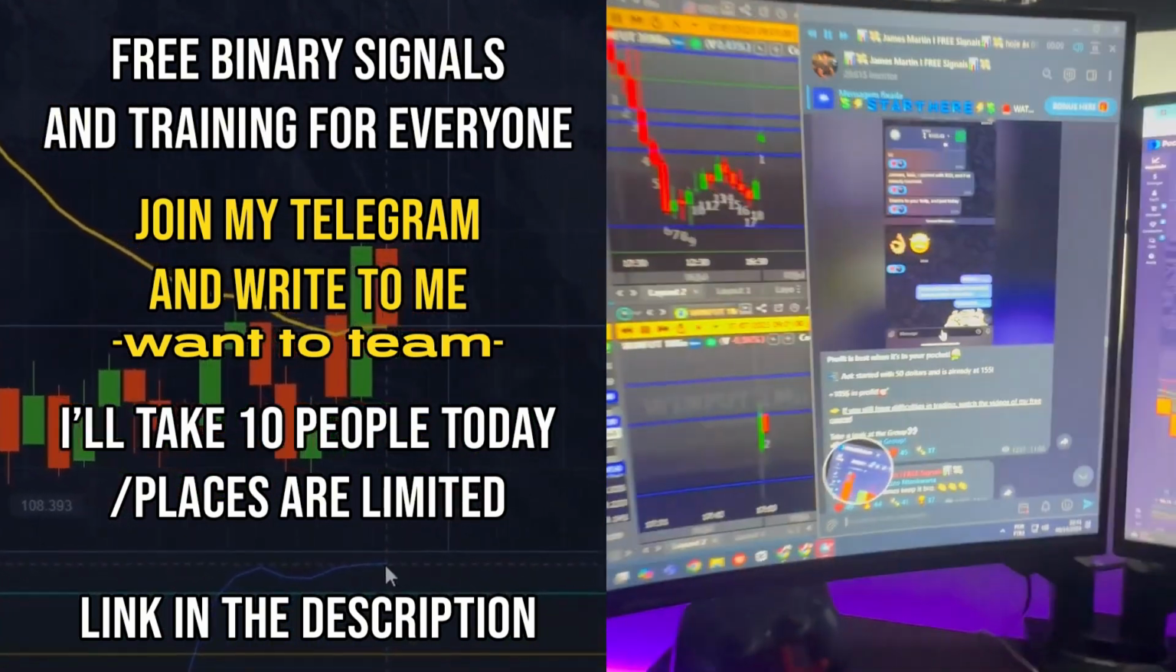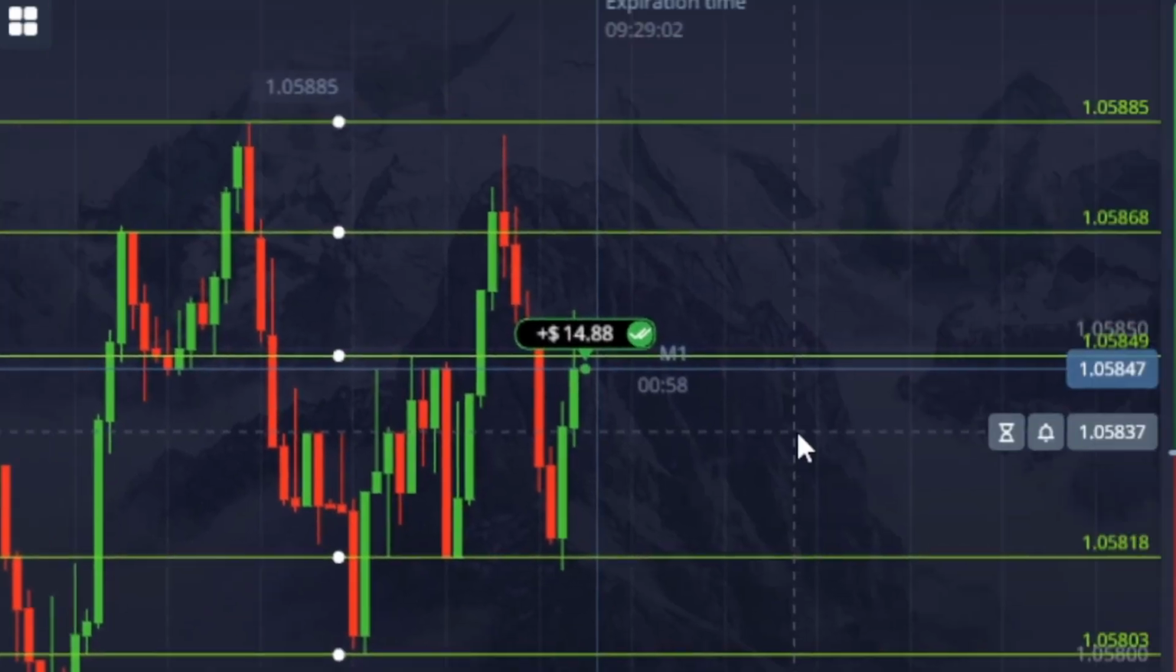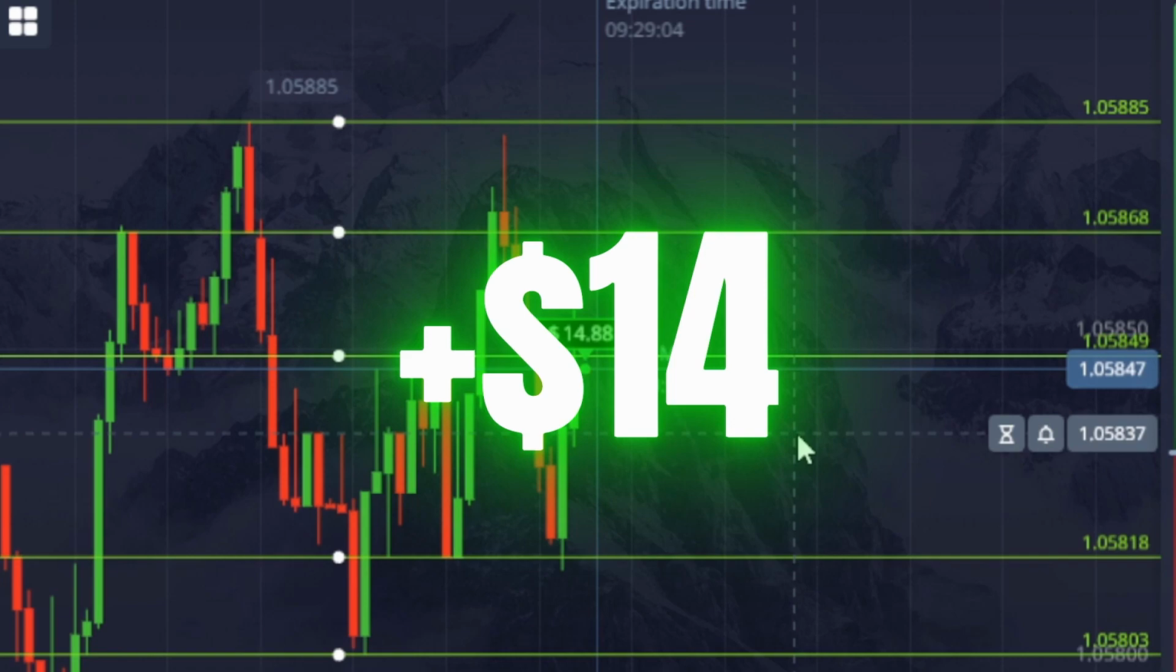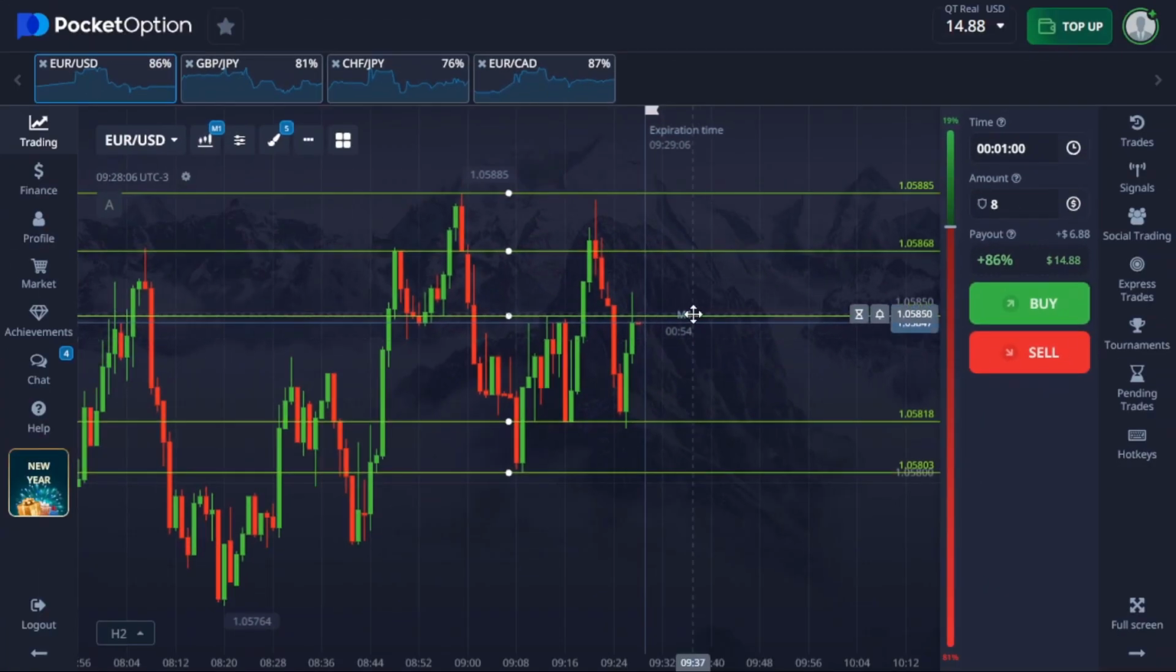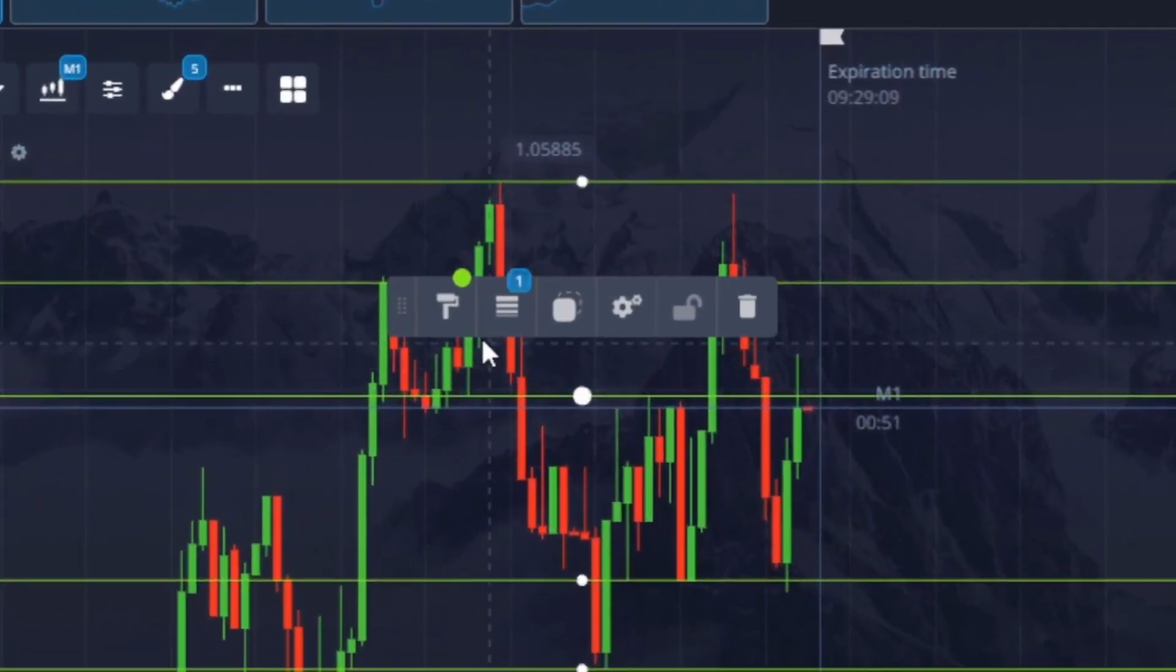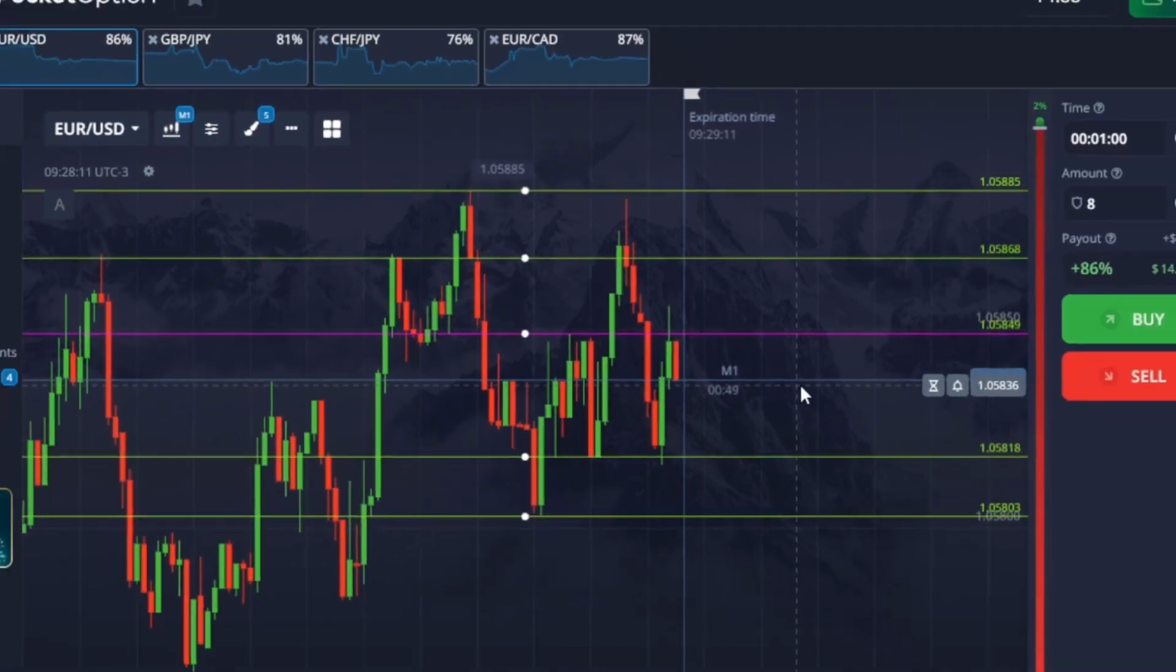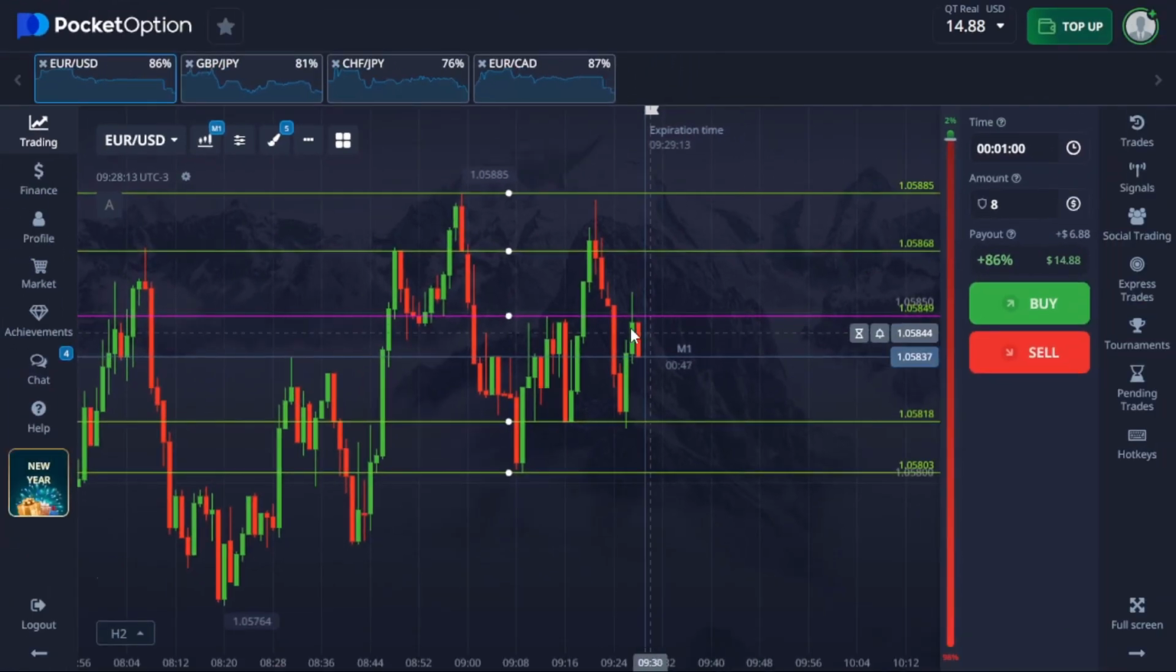See you there, guys. And first position won, guys, in Euro USD. Right? Perfect. Now we have $14.88. That's good. Let's change the colors for this line right here. Okay? And guys, there's a resistance zone here.